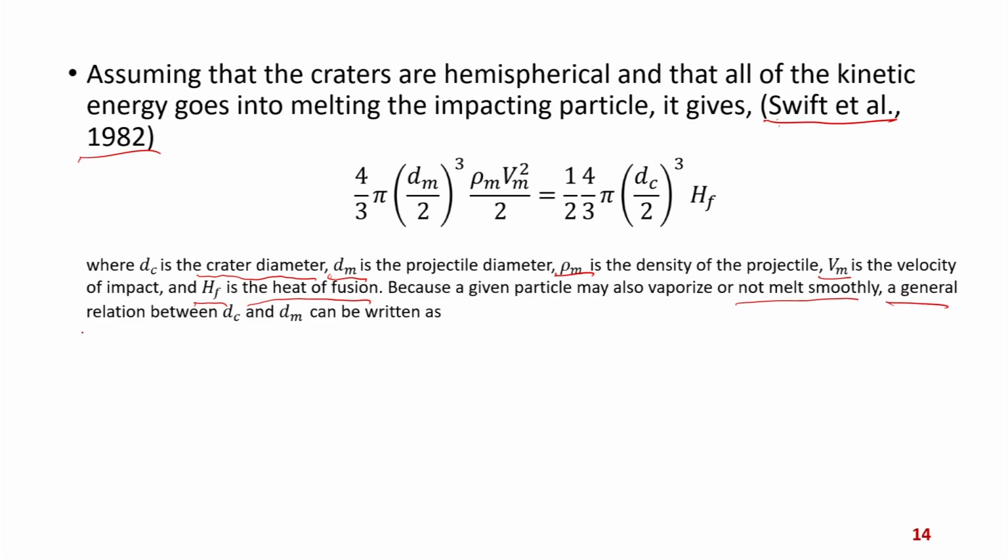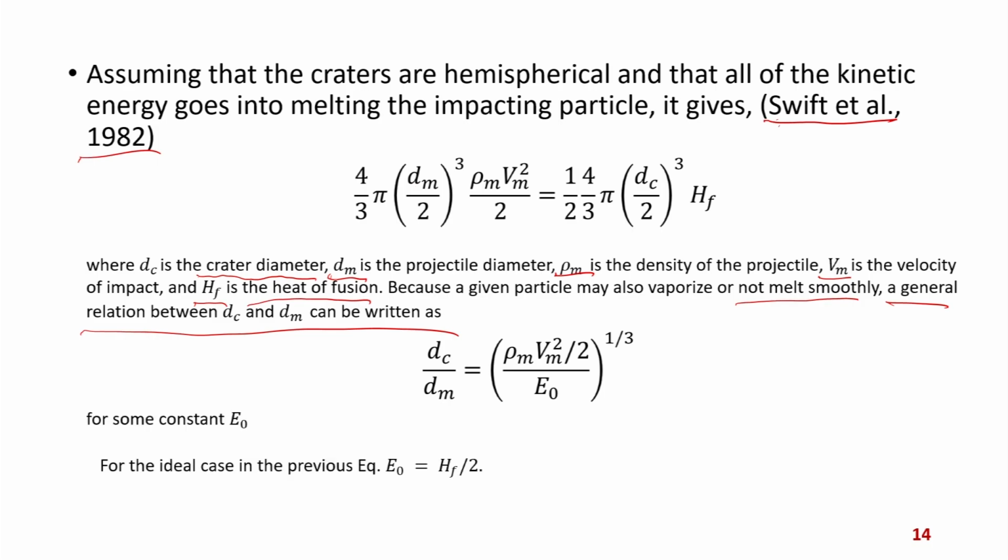So, the general relation between dc and dm is written like this. If you calculate dc by dm from here and you put E0 equal to Hf by 2, you will get this equation. And just for an example, for a low density particle striking aluminum, E0 is given by 10 to the power 9 joule per meter cube.